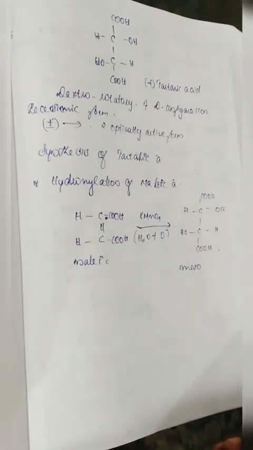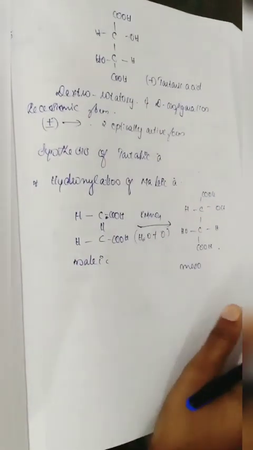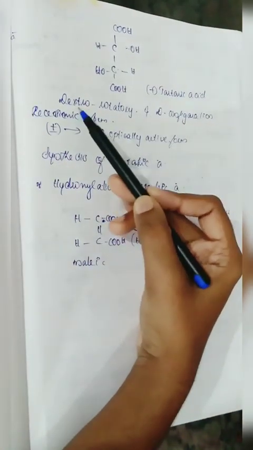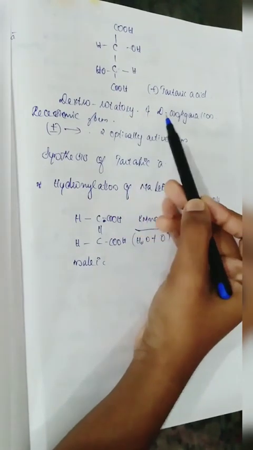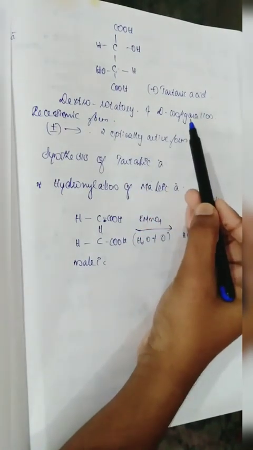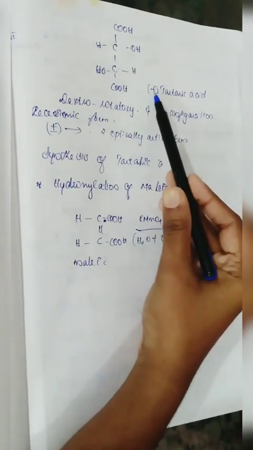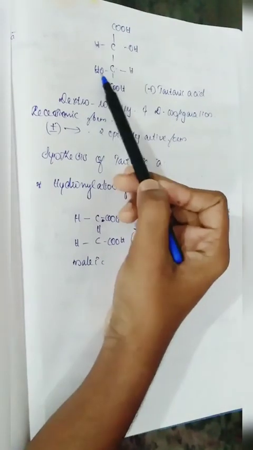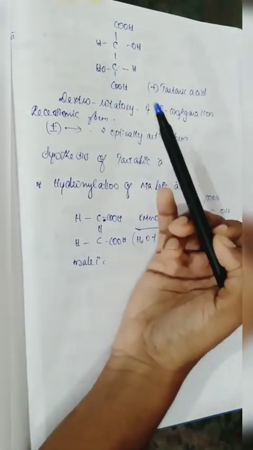Coming to the structural properties of tartaric acid, we can see a plus sign here. This indicates that it is dextrorotatory and has a D configuration. What if this was a minus? It will be levorotatory, right? So here you can see the structural differences.